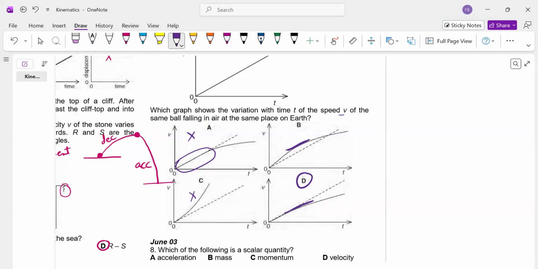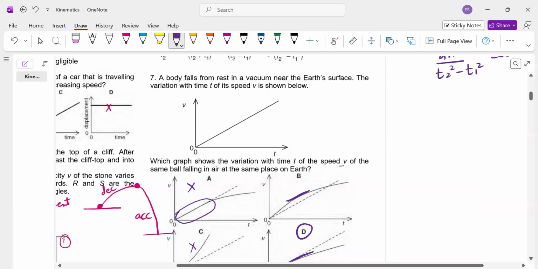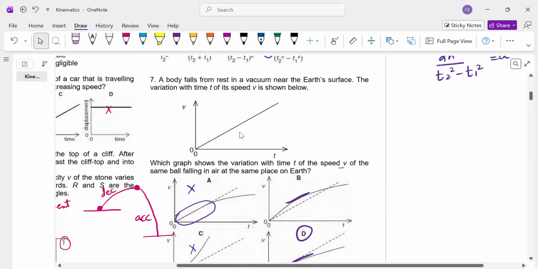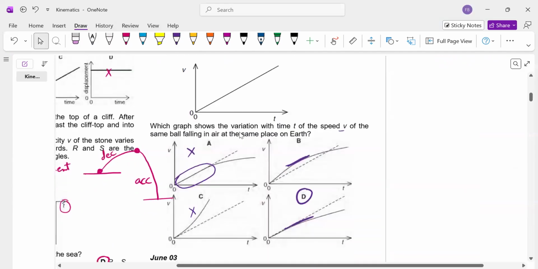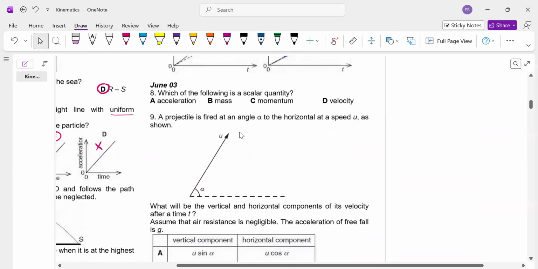We will discuss terminal velocity in the upcoming videos. But at this stage, you must know that when you take any body from the vacuum into the air, the speed increases, and afterward it will become constant, because this graph is showing a constant speed. That's why it will become constant. Clear? Okay.